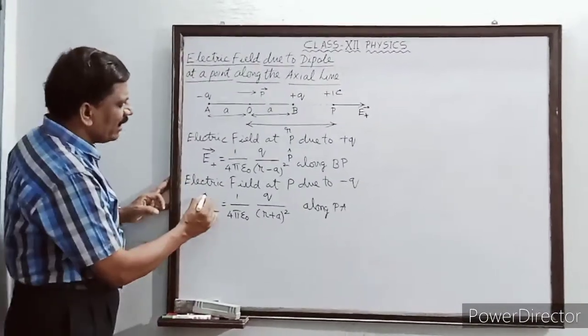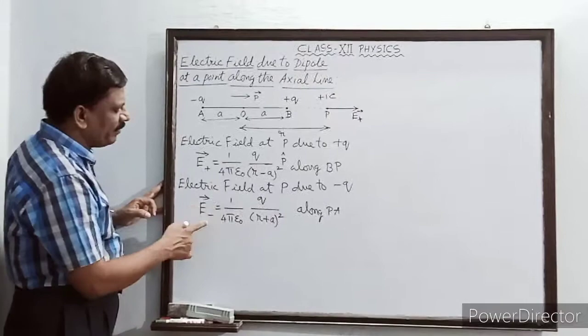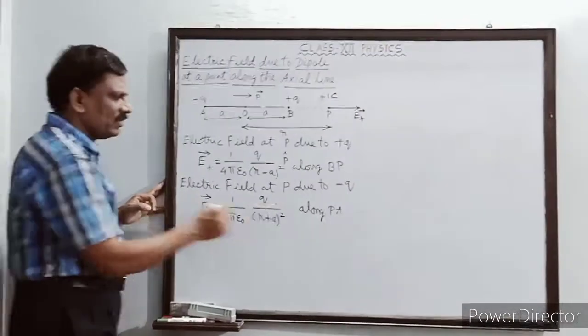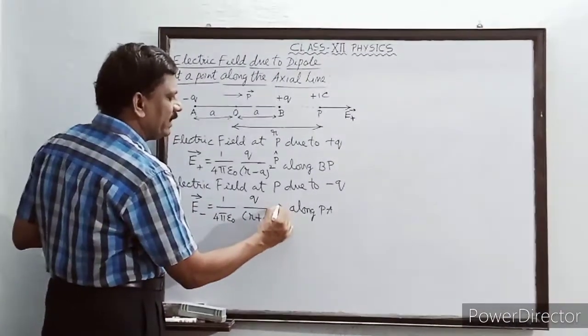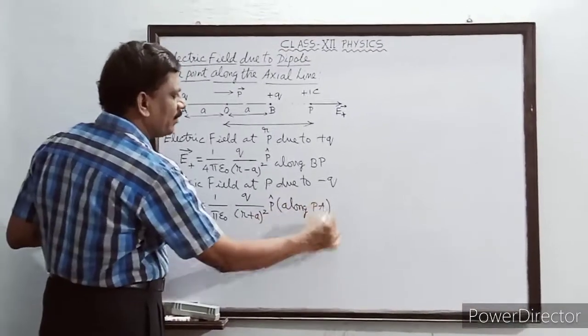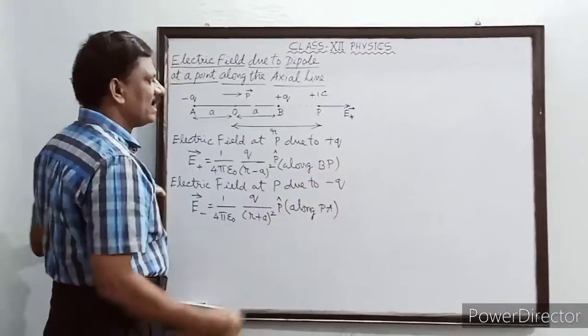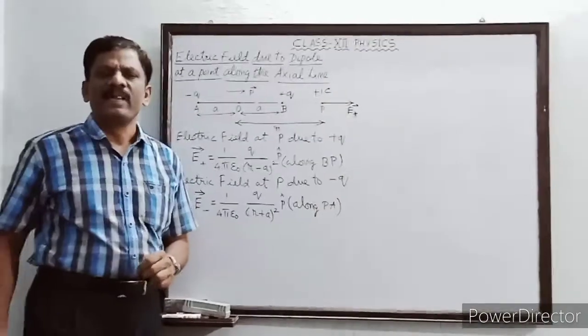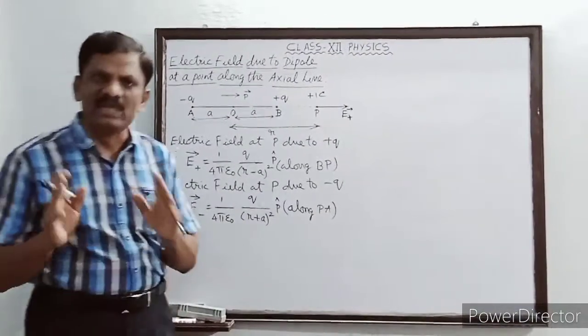Okay, now I want to express this in vector form. So, it becomes E minus vector. So, this can be now represented as what? Into P cap, and this is along PA. So, these are the two equations. First, have you all understood the first two equations?